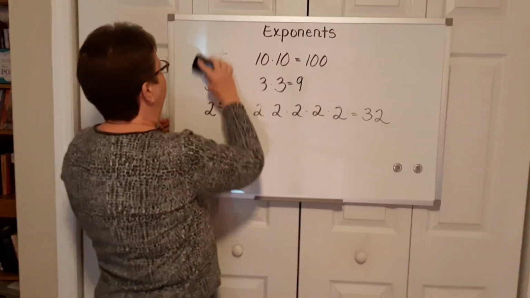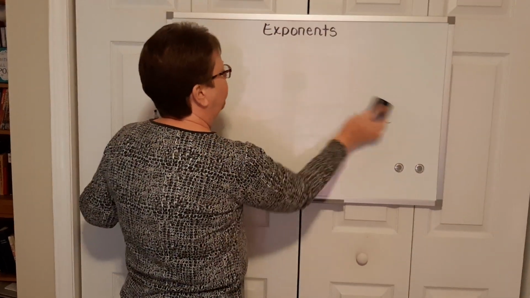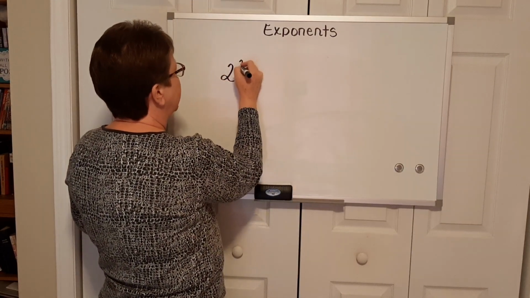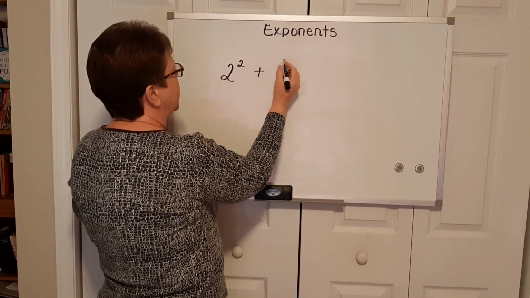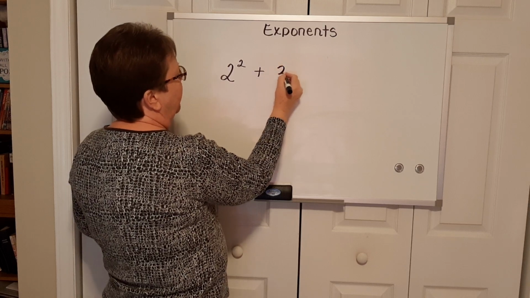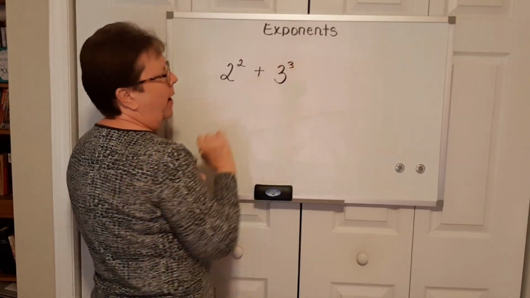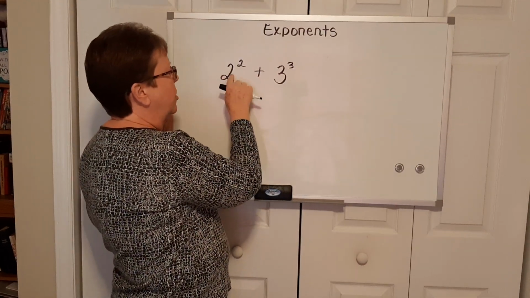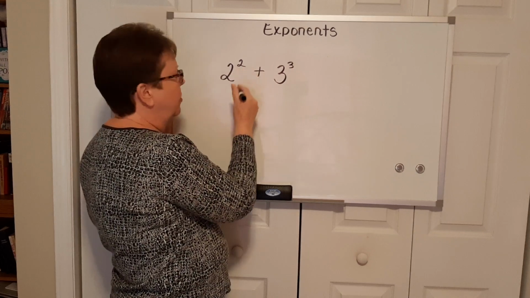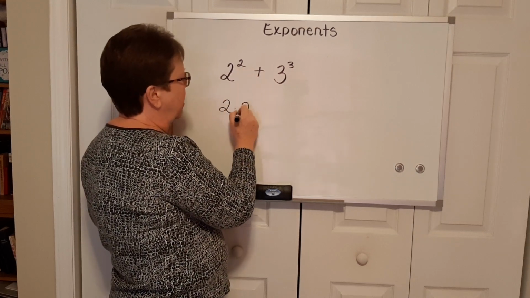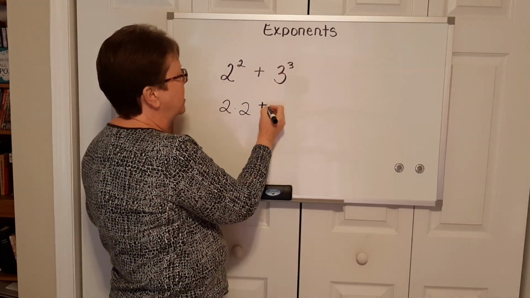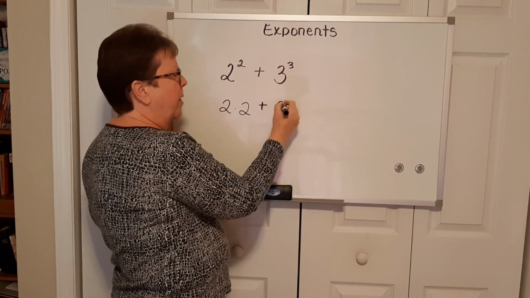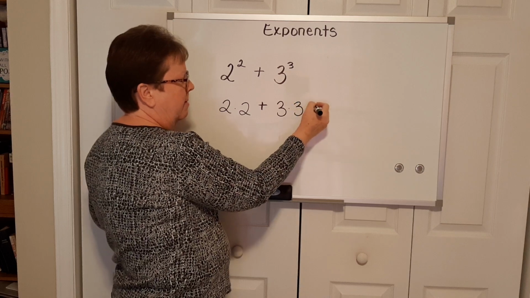Okay? All right, let me do a problem with those now. Let's say we have 2 to the second power plus 3 to the third power. Okay? So what we want to do here is use 2 as a factor 2 times. So we want to write it out like 2 times 2. Okay? Plus, and here's 3 to the third power, which means 3 is a factor 3 times.